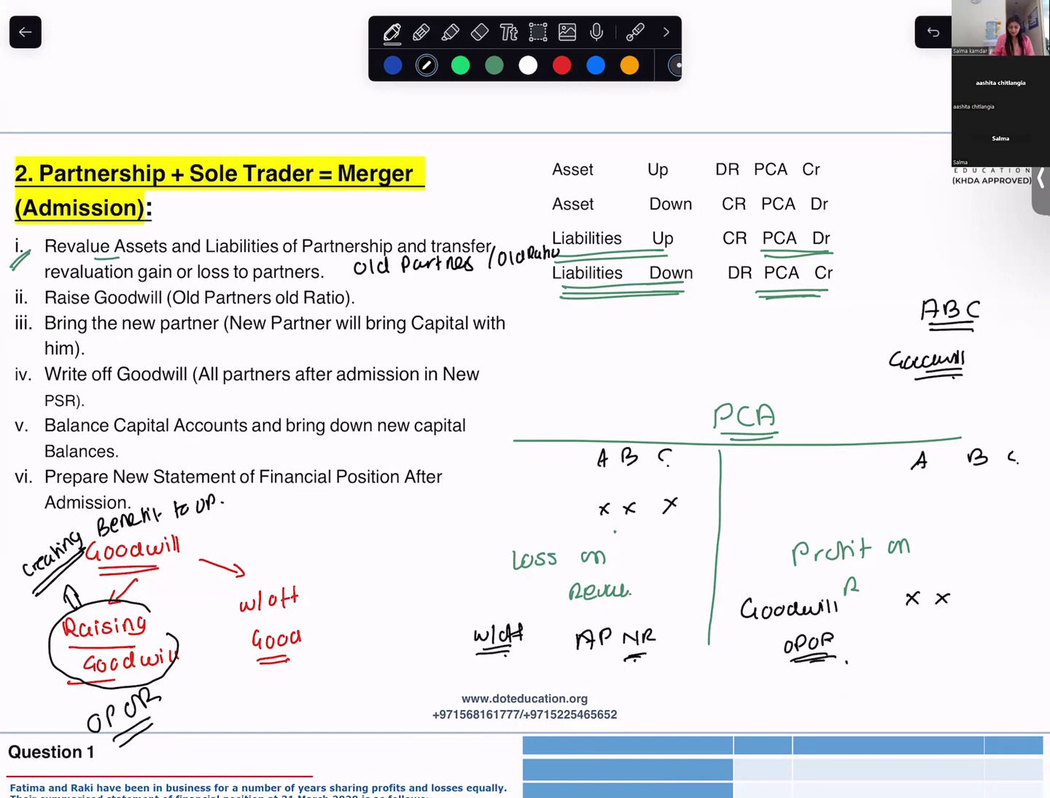So goodwill raised, goodwill written off. Where is goodwill raised? In the partners' accounts. Goodwill raised is on the partners' account credit side, and goodwill written off is on the partners' account debit side.